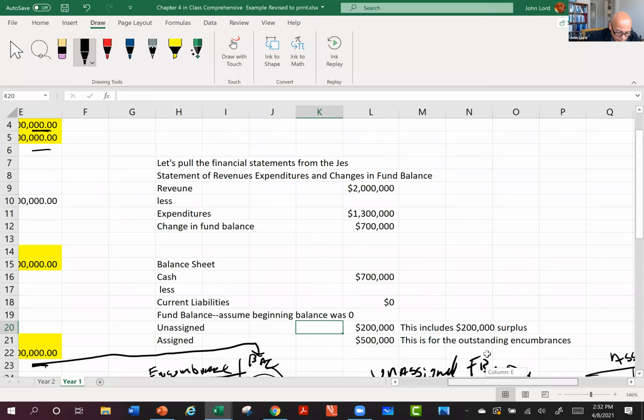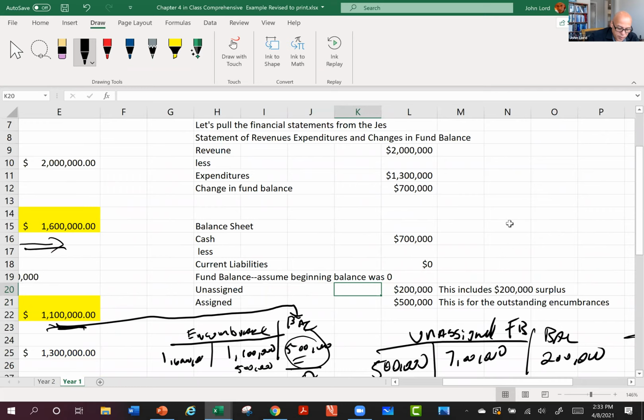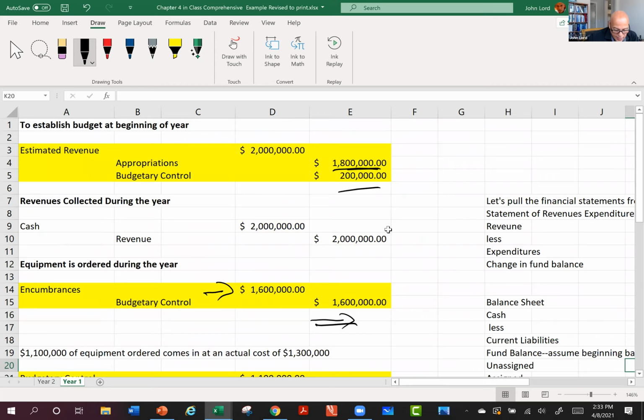You have your cash of 700,000, you have an unassigned fund balance of 200,000, and you have the assigned fund balance of 500,000. And that 200,000 is really just showing you the surplus that I was planning to have. I'm planning to have a surplus because I had appropriations that were less than my estimated revenues, right?